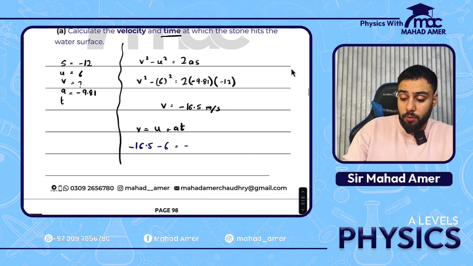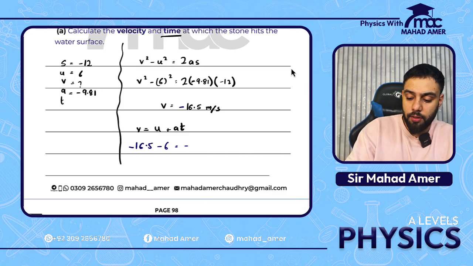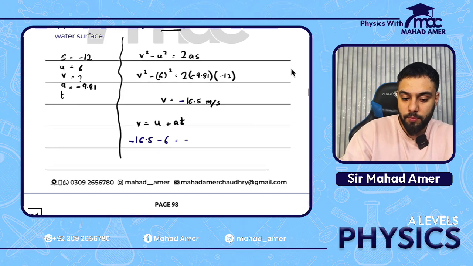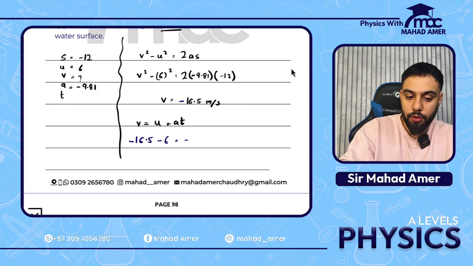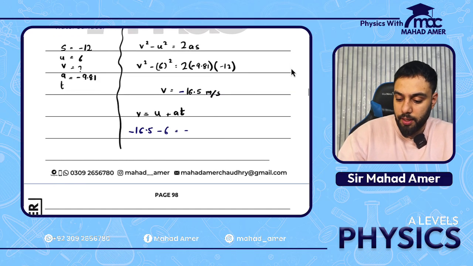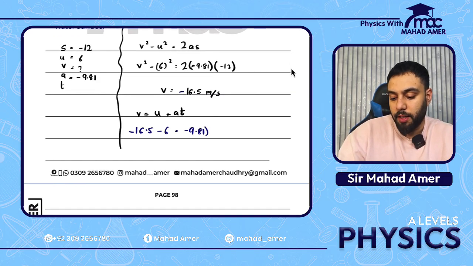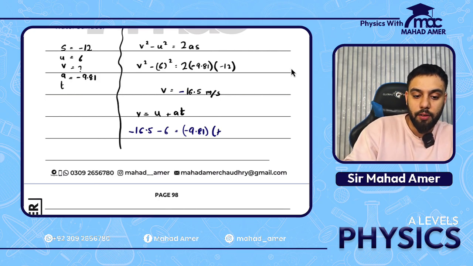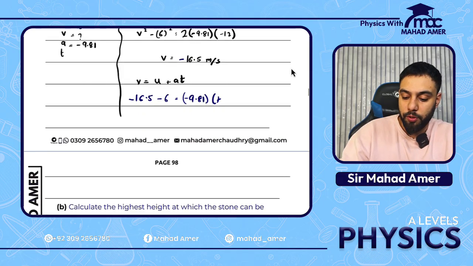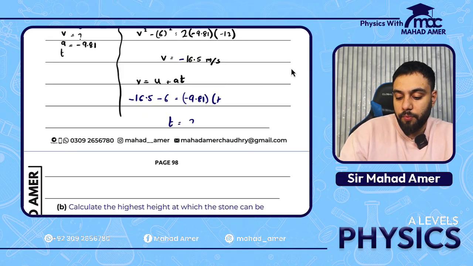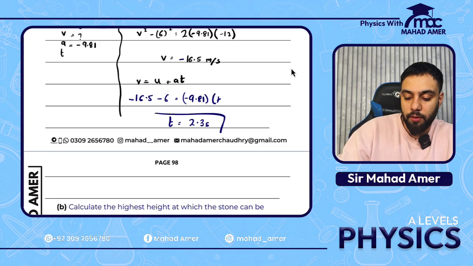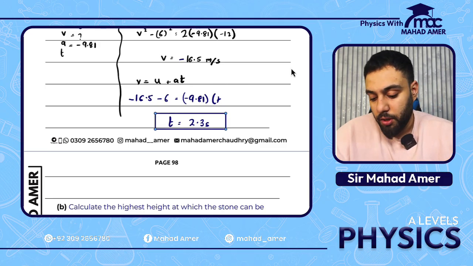All right. So negative 16.5 minus 6, and gravity I told you I'll be taking as negative 9.81, times t. Eventually your answer for time would come out positive, divided by negative 9.81, and the time would come around 2.3 seconds. Time will be 2.3 seconds. This is something that's very important.